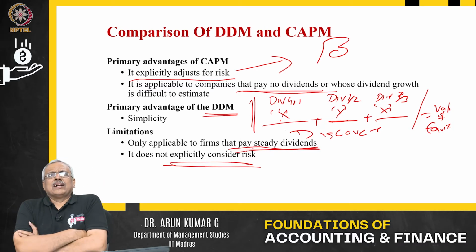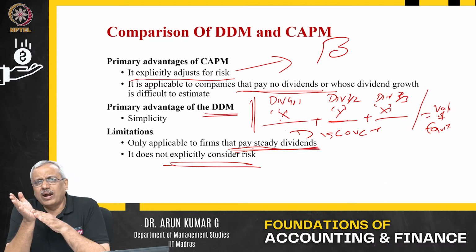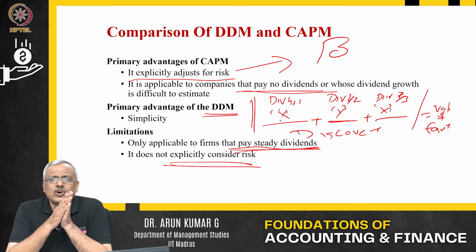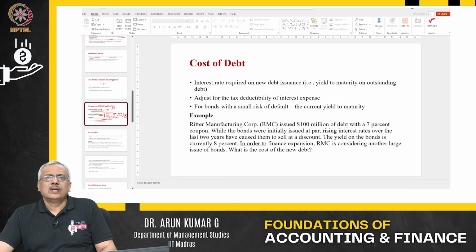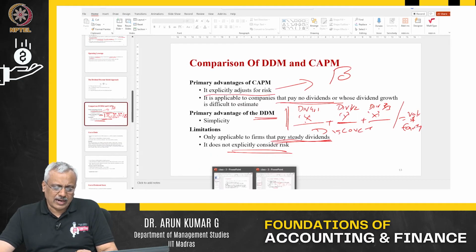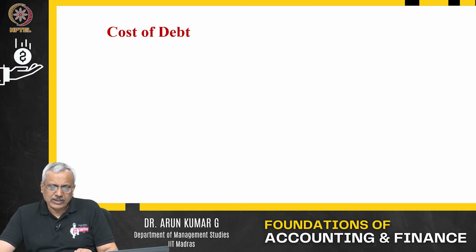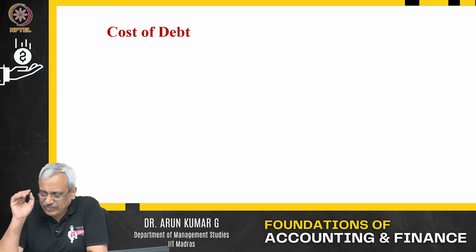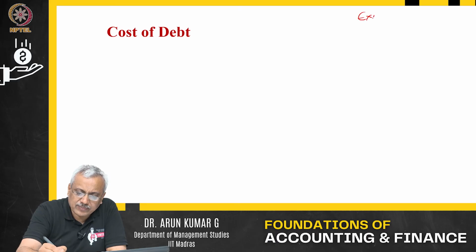The next aspect, we looked at equity in terms of the dividend discount model, we looked at equity in terms of CAPM, expected return, and so on. We have some idea about beta. Now, the next aspect I am going to focus on at this stage is the cost of debt. What is cost of equity? Cost of equity is expected return.